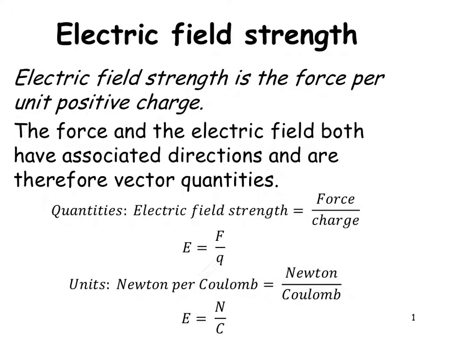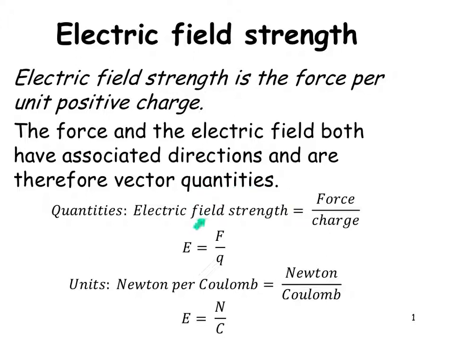Right, we know about forces and we know about electric fields and we know about charges, but how do they all link together? There's something called electric field strength, which is how much force there is per unit charge. So the electric field strength is the force per unit positive charge. The force and the electric field both have associated directions, and therefore they are both vector quantities.